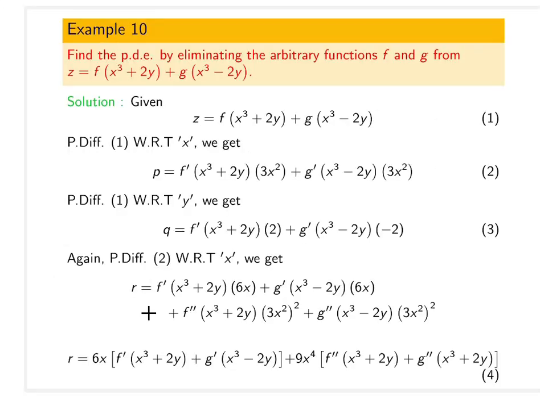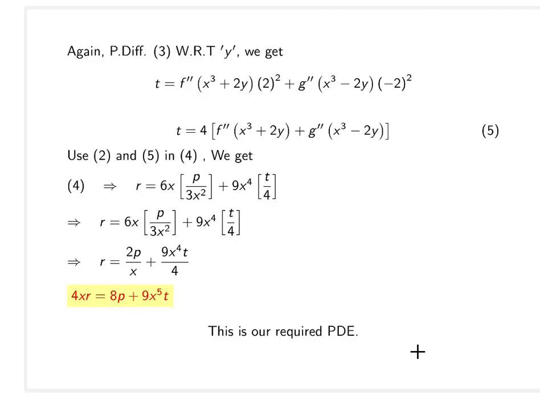The next problem: here also two functions exist, so we want to eliminate the two functions. Therefore, as usual, the same as in the previous problem, z is equal to f of x cube plus 2y plus g of x cube minus 2y. Partially differentiating z with respect to x, we get p. Similarly, with respect to y, we get q. So we can get r and t. With the help of r and t, we just have to simplify that, and we get the solution. As usual, it is the same process as the previous problem.